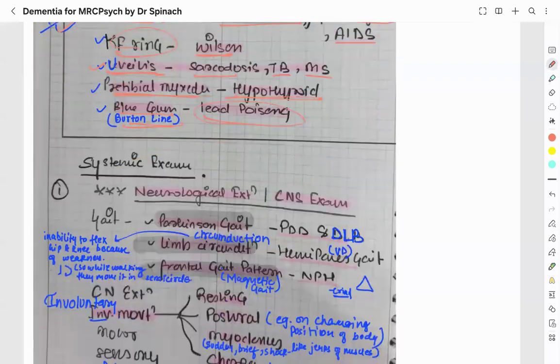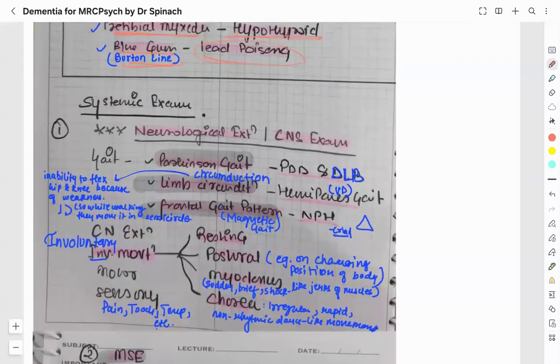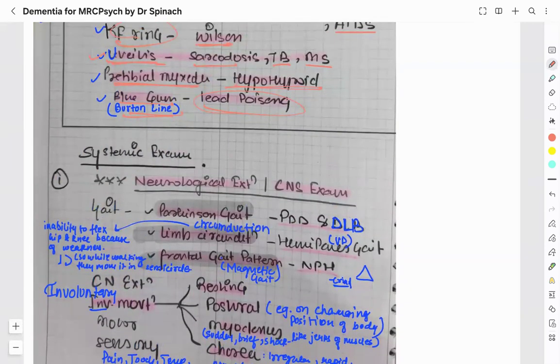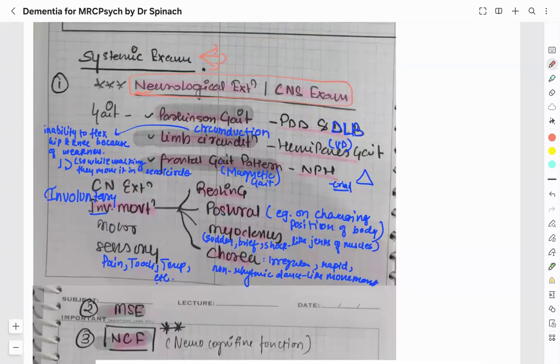Right, all right. So moving on, we have systemic examination. We will do different systems examination, but very important is the CNS or neurological examination. What are the types of gaits that you can find in different types of disorders? You have Parkinsonian gait, that is a short shuffling gait, and this could be in Parkinson's disease dementia or dementia with Lewy bodies. Then we have limb circumduction.